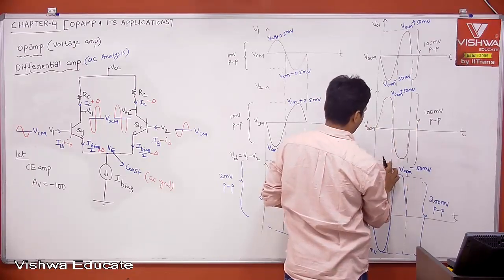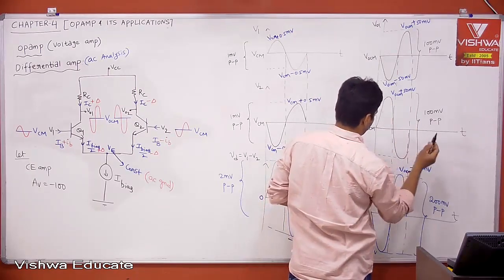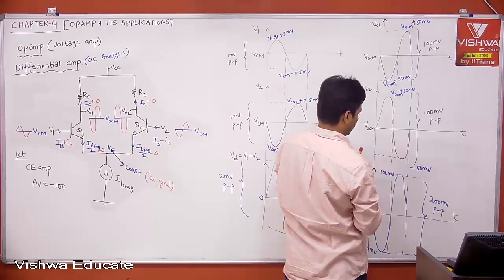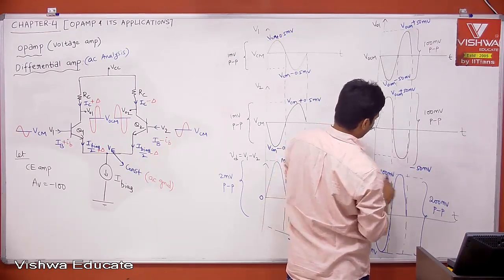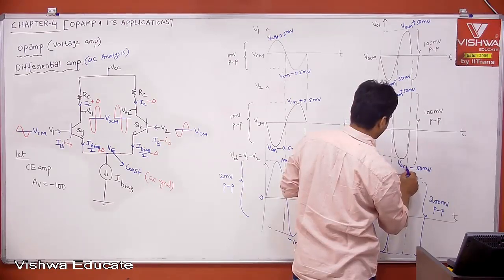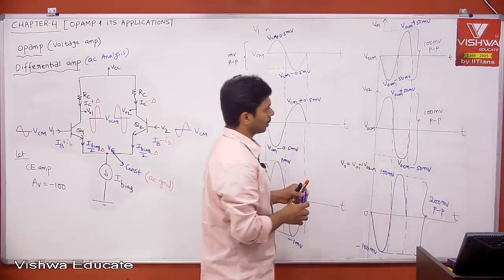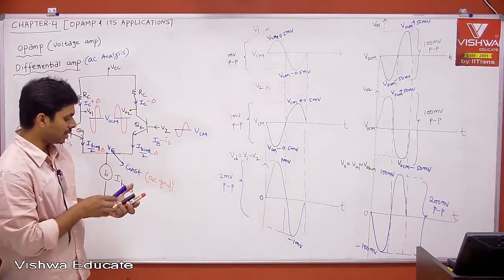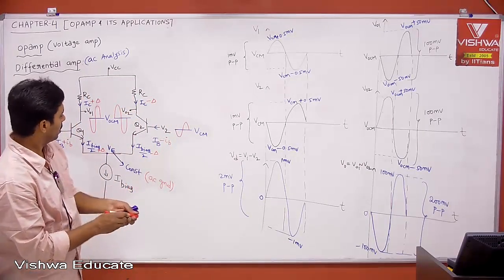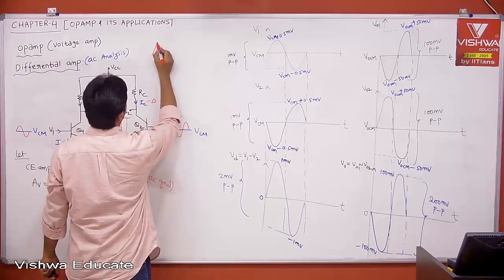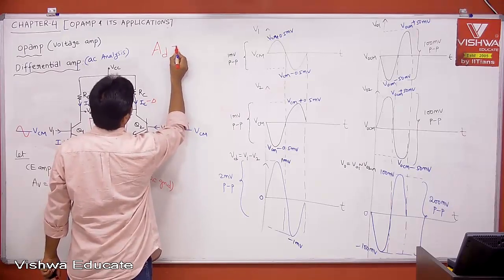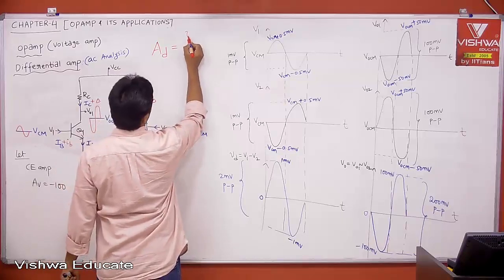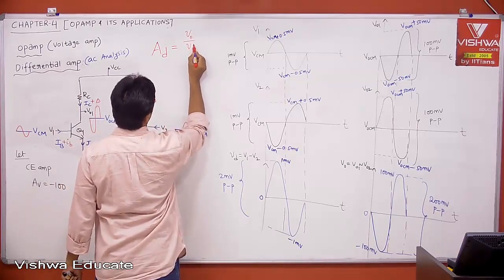If you decrease, this is VOCM minus 50 millivolt. Then this is more, okay, that's fine. This is VOCM. Take it. Therefore, tell me what is your gain now? Differential gain is defined as, therefore tell me what is differential gain? AD is equal to V0 by VD, where V0 is V01 minus V02.